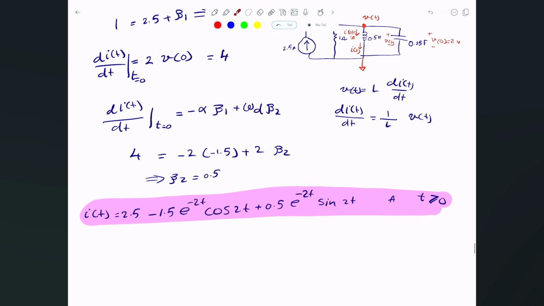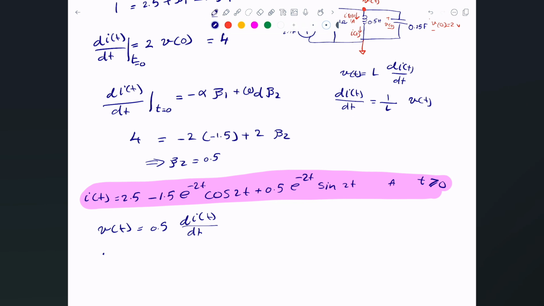All right, so we're not completely done because we're also being asked to compute what v of t is. But if you think about it, we know what v of t is because we can just use this here. So v of t is simply L, which is 0.5, times di of t divided by dt. And so all you have to do is just take the derivative. Well, the derivative of 2.5 will be 0. Then you take the derivative of this, using the product rule.